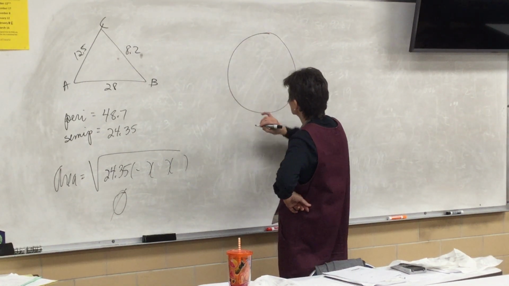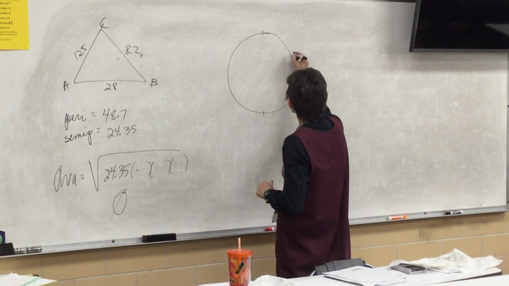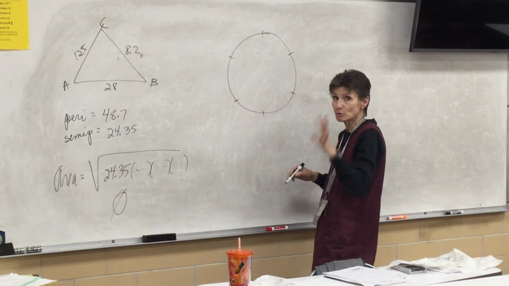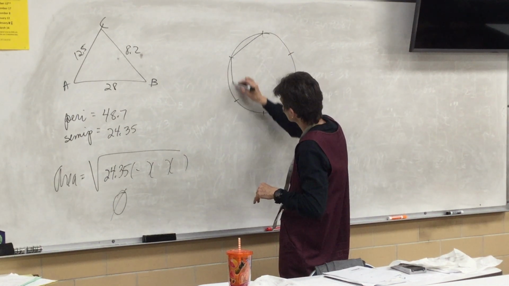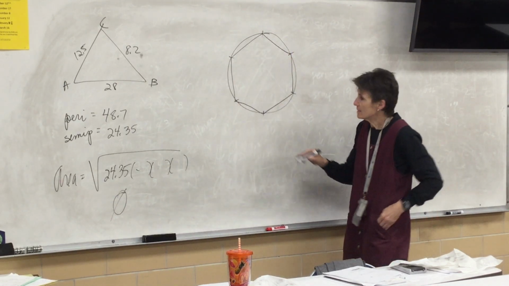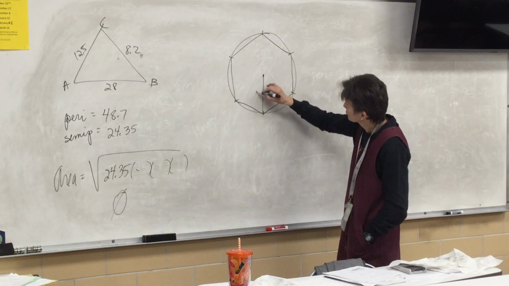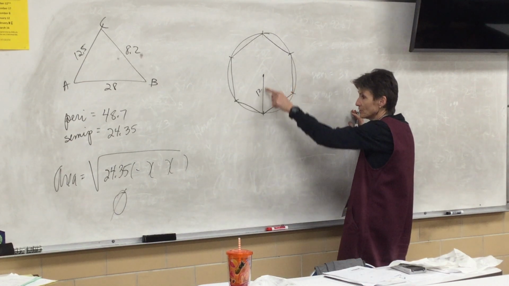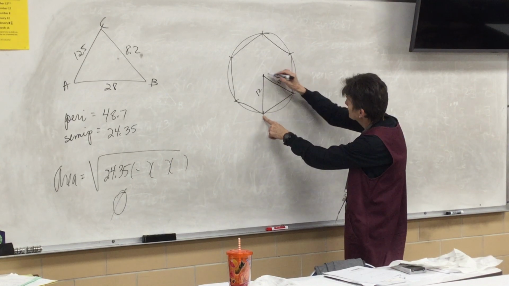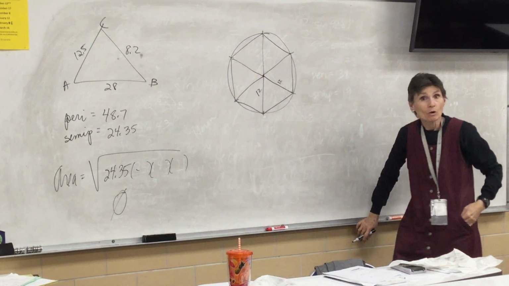There's my circle. What does hexagon mean? 6. So I'm going to put 6, as best as I can, evenly spaced hash marks around the circle. And then I'm going to connect them. And there is my hexagon inscribed in a circle with a radius of 12. So from the center to this point is 12. From the center to this point is 12. And to this one, and this one, and this one, and this one. Those are all 12s.